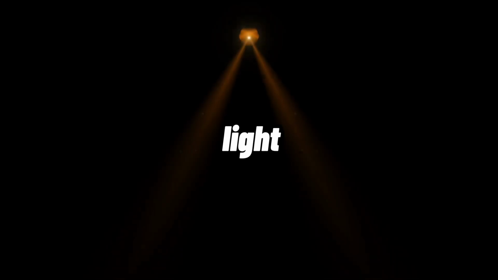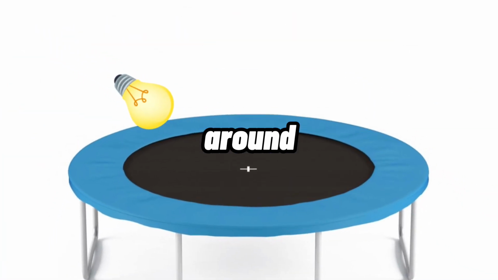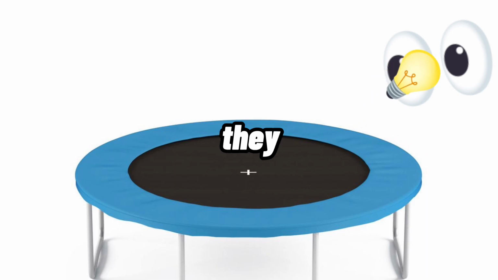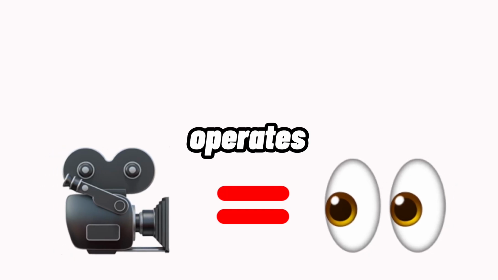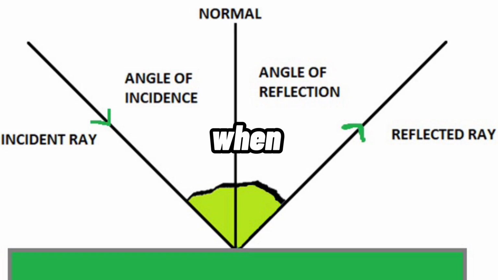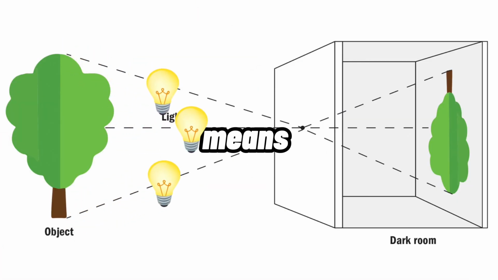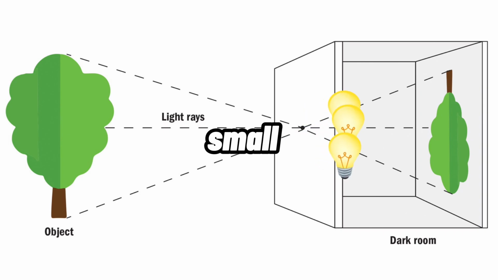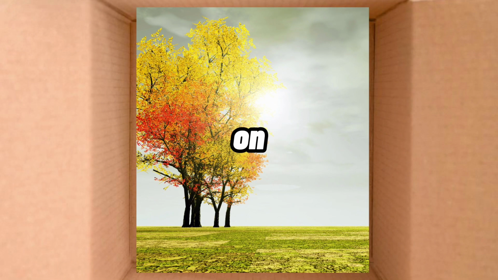it's dark. Light consists of beams that bounce around, allowing us to see our surroundings when they hit our eyes. And a camera operates very similarly to our eyes. When light strikes an object, it bounces back with the same angle. This principle means that when light enters a box through a small hole in the front, it projects an image of what's in front of the box on the opposite wall.